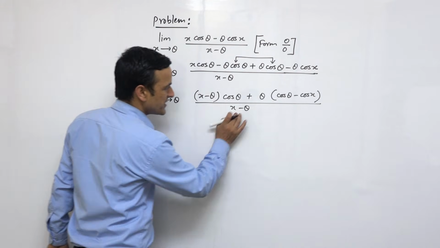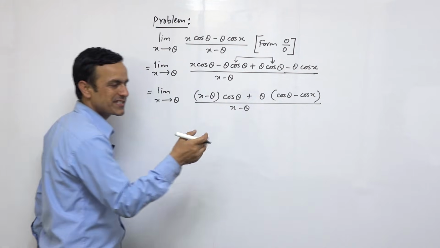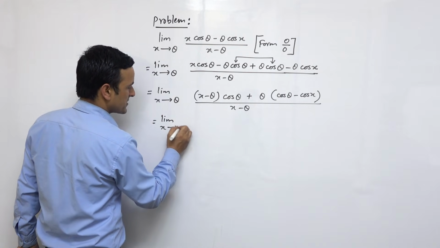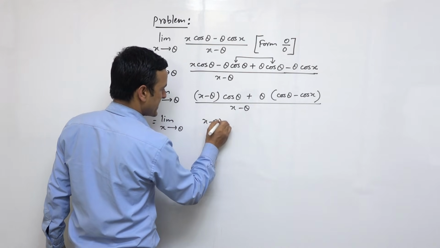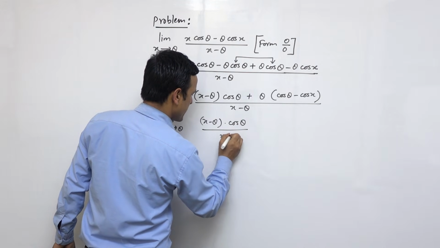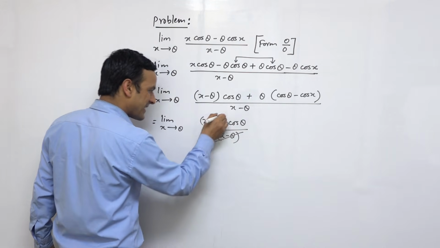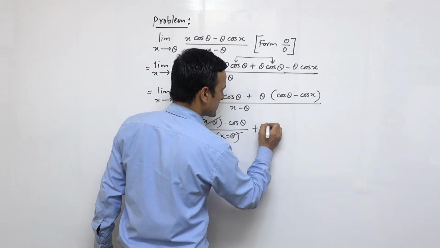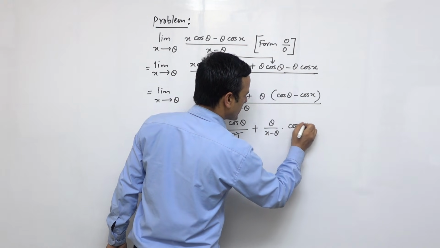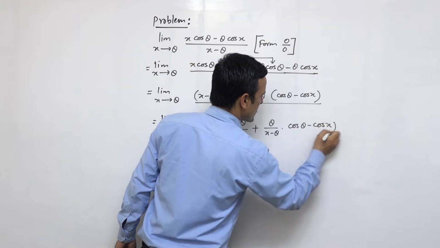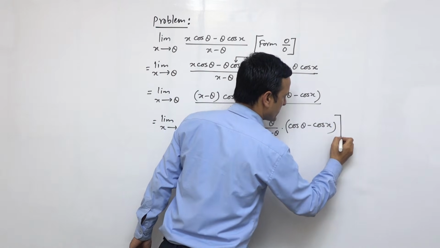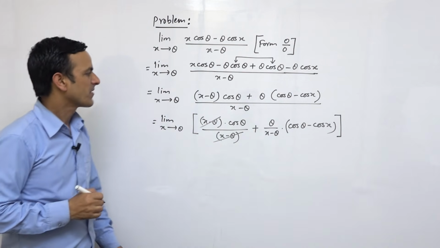Now this upon this plus this upon this, we can separate it. Then we can cancel the similar term. Here is (x minus theta) cos theta divided by (x minus theta). Now we can cancel, and plus theta upon (x minus theta) and (cos theta minus cos x). So if we separate, then put down the big bracket.